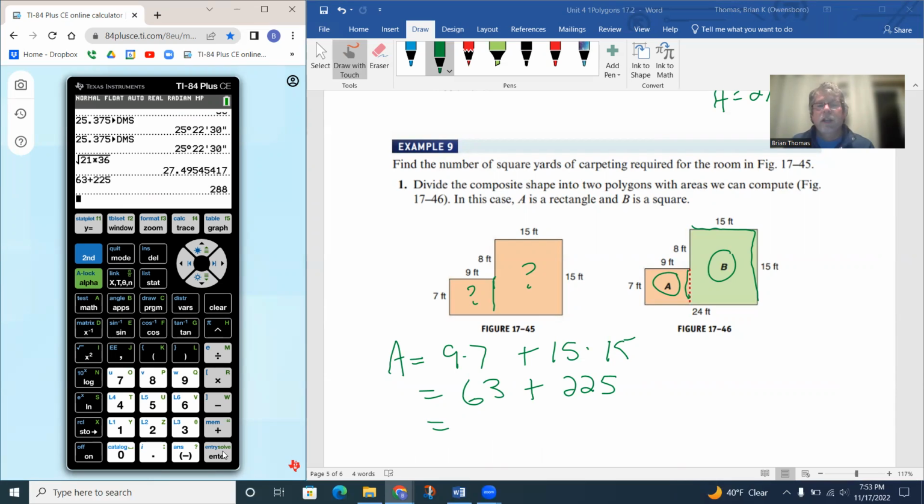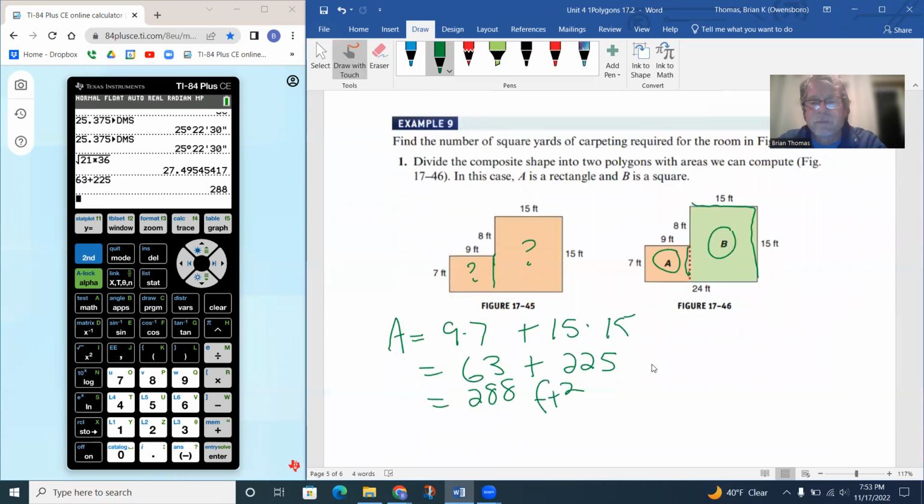So we'd have then 288 as our final area. And since they put this in feet, this would be in square feet, our total area of that shape.